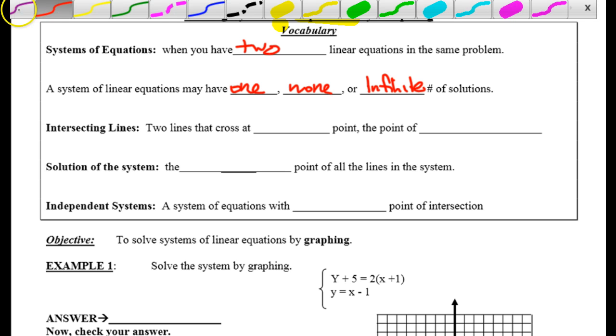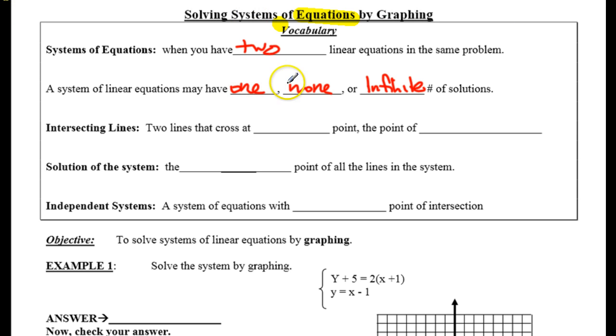Okay? Just like regular equations, so you can have one answer. Now remember, if there's no answers, we call that empty set. And if there's infinite number of answers, we say that's all real numbers. Okay?